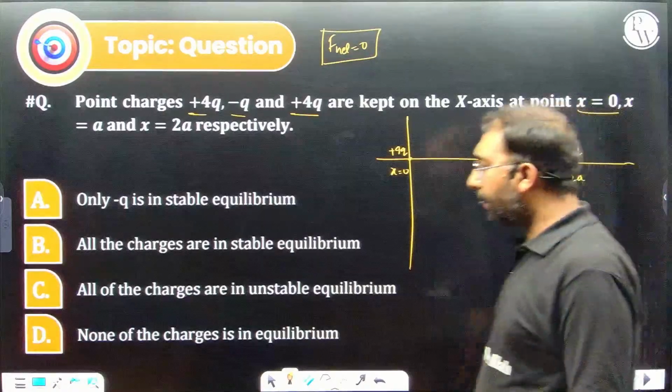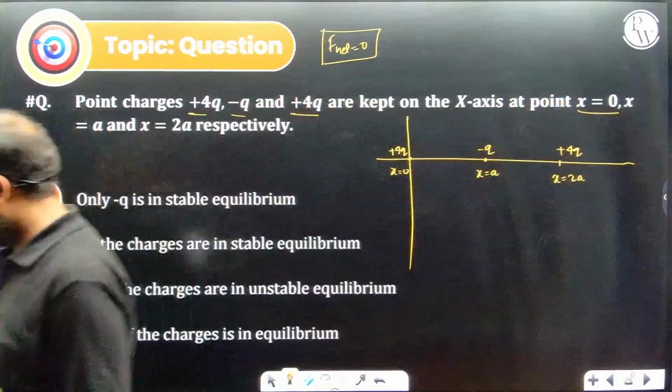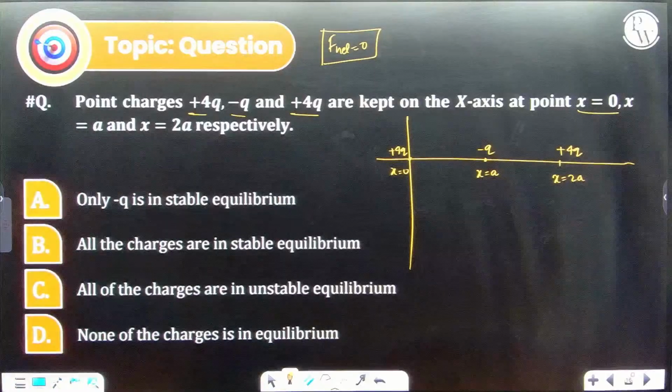So what should be the correct answer? Can you think of it? What is the correct answer?